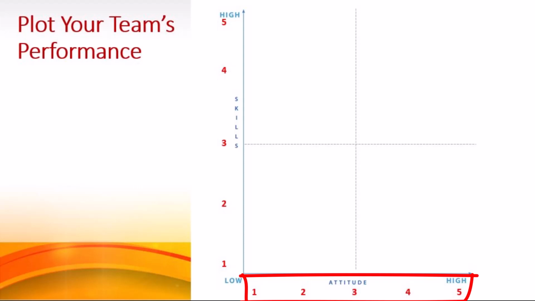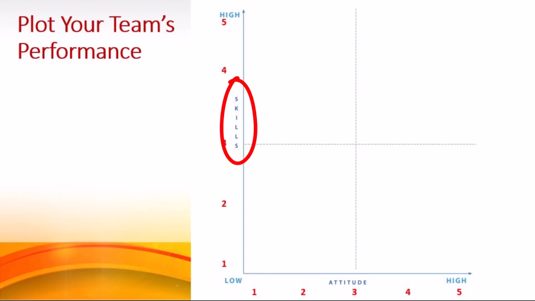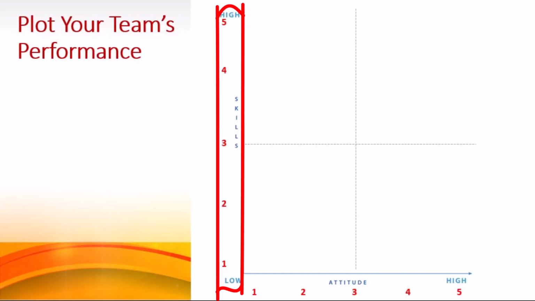Do the same on the vertical line. Write the word skills now instead of attitude. Vertical line, write the word skills on the vertical line, and then go back and write the numbers 1 through 5 with 1 at the bottom of the intersection, 3 being midway on skills, and 5 being high. So once you have that graph together, here's what I want you to do.